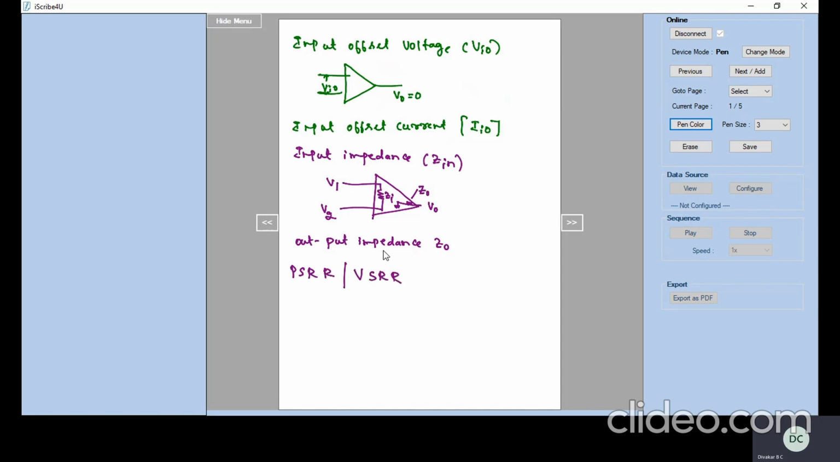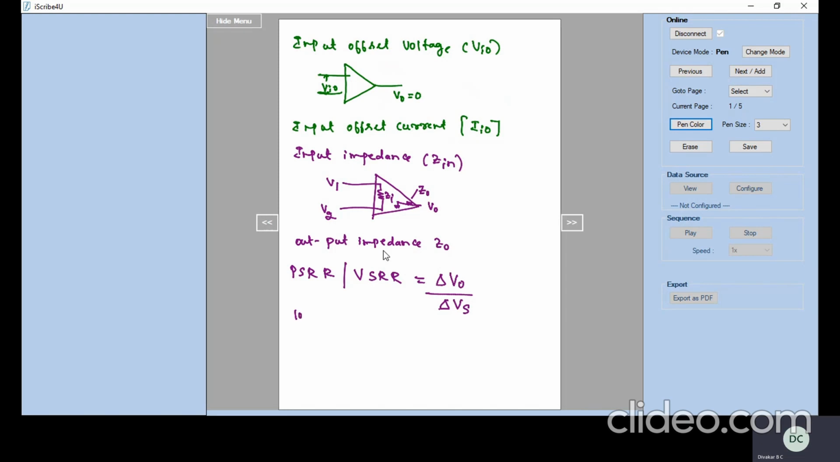It is a measure of how effective the op-amp is in dealing with variations in the supply voltage. That is, the change in op-amp's output offset voltage caused by the variations in the supply voltage. Mathematically, it is given by delta V0 by delta Vs. Delta V0 is the change in output voltage and delta Vs is the change in the supply voltage.